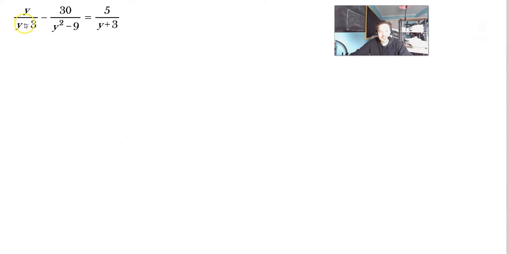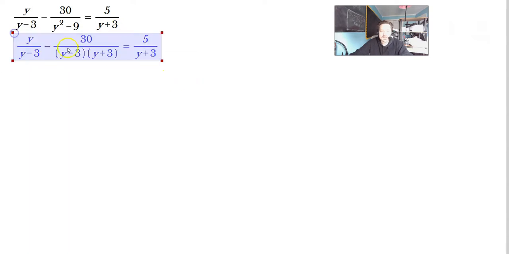Let's look at this one. So y over y minus 3 minus 30 over y squared minus 9 equals 5 over y plus 3. Again, you got to begin by factoring here. So you're going to have y divided by y minus 3, minus 30 over y squared minus 9. So this y squared minus 9 part has to be factored. You can do that as a difference of squares. So it's going to be y minus 3, and then here it's going to be y plus 3. And then on the right side, you have 5 over y plus 3.